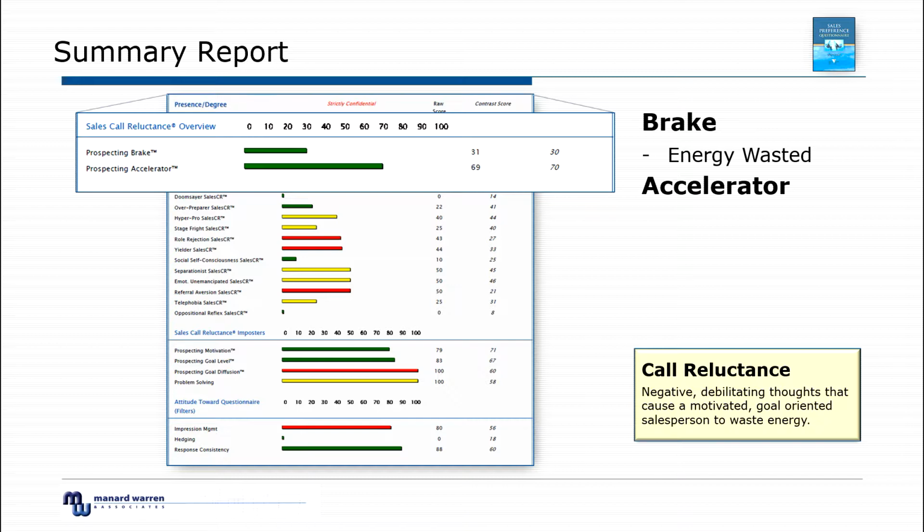And then the accelerator is the exact opposite. How much energy is this salesperson using productively to support their career ambition and to set enough sales appointments so they can hit quota or exceed quota? So break is how much energy we are potentially wasting. Accelerator is how much of our motivational energy we are using successfully.